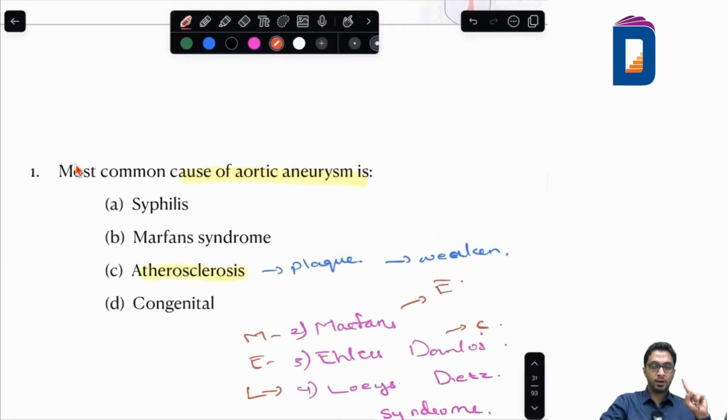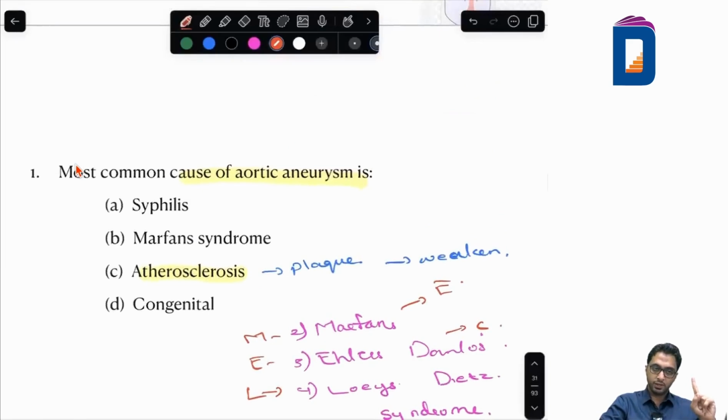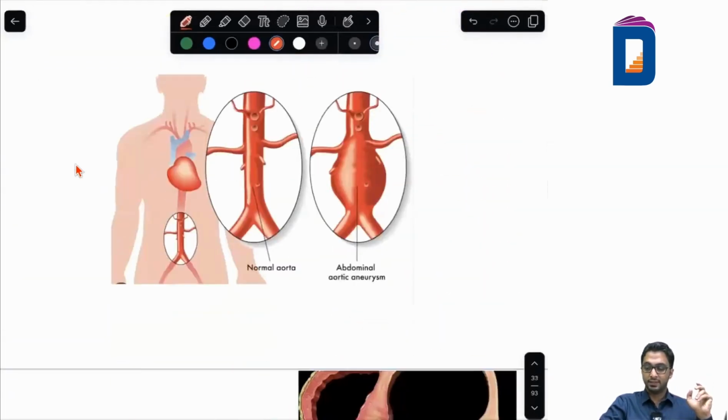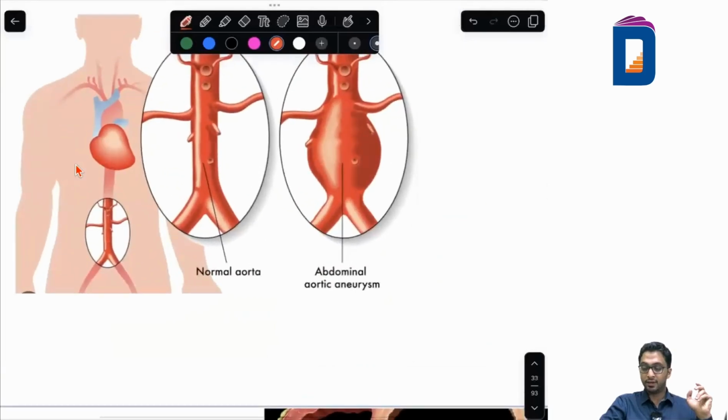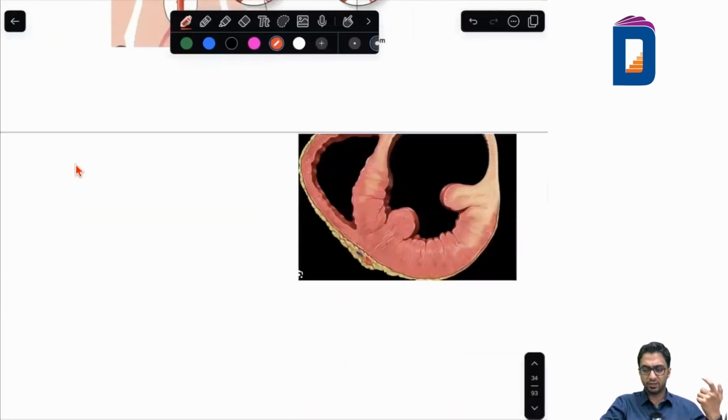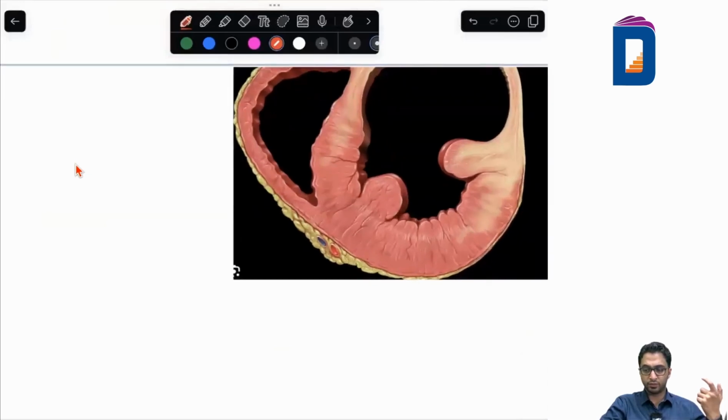Most common cause of dissection is what? Hypertension. Second is Marfan's. Most common cause of aneurysm is atherosclerosis, then Marfan's. At least two you remember, that is enough. This is your abdominal aortic aneurysm, as you call it. I'm not going into too much detail. This is another cause. MI is one of the causes. Myocardial infarction is another cause, where you get an aneurysm of your ventricular walls.